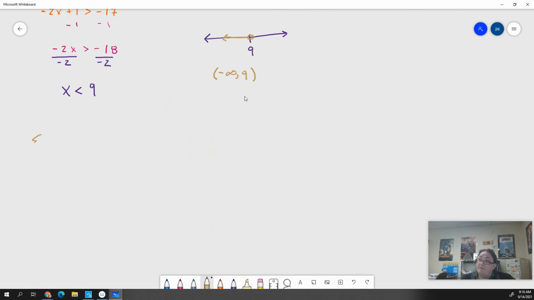So if I have, I should call it number 2, example 2: 12p plus 52 is greater than negative 2 times 4 minus 2p.